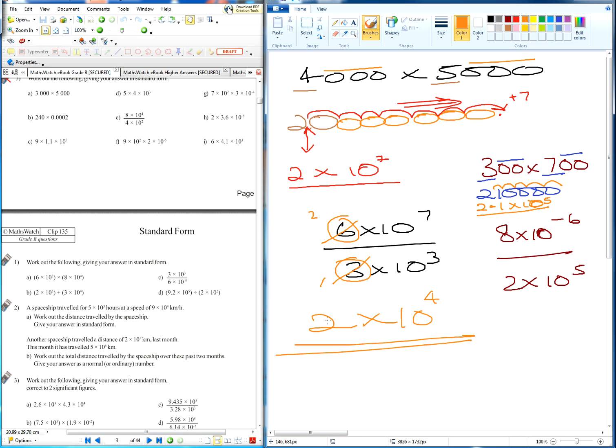Okay, so the first one has been done for you. So 300 times by 700 will give you that number there, 21000. But the decimal point needs to go between the 2 and the 1 to make it less than 10. And we need to move 5 places forward. Are we happy? 2.1 times by 10 to the power of 5. Now, the next question. We've got here 8 and 2.